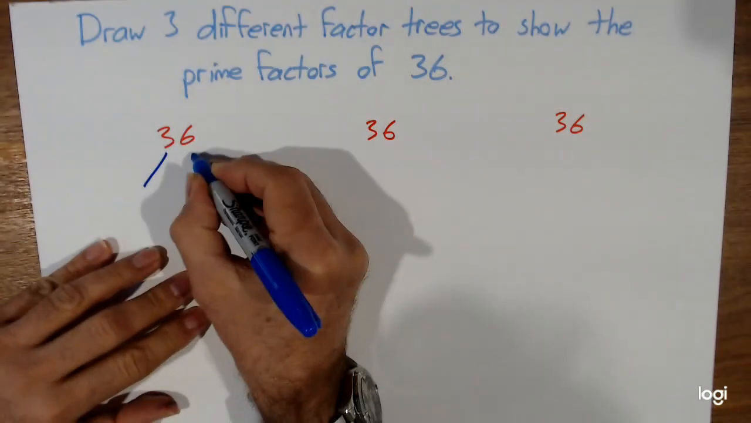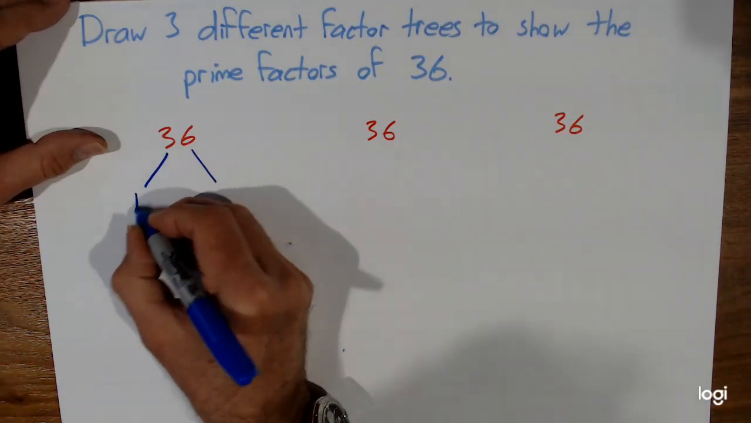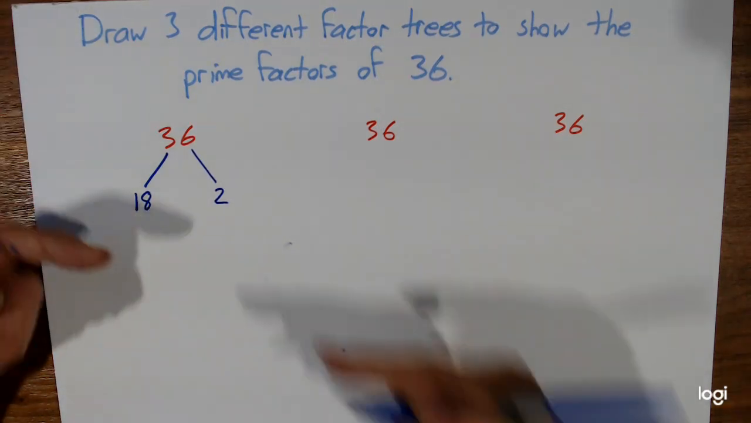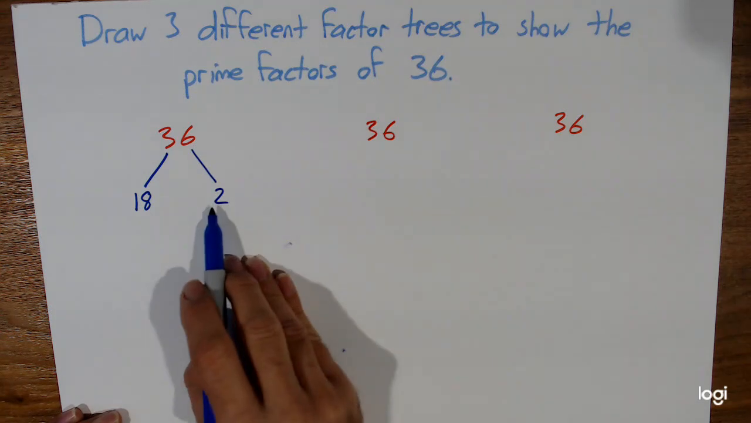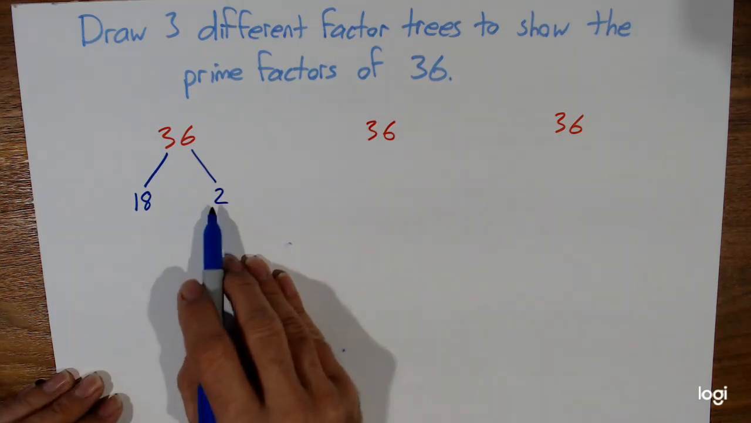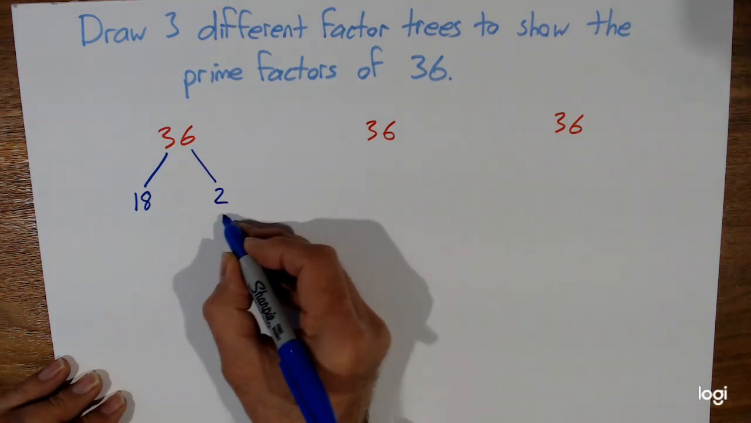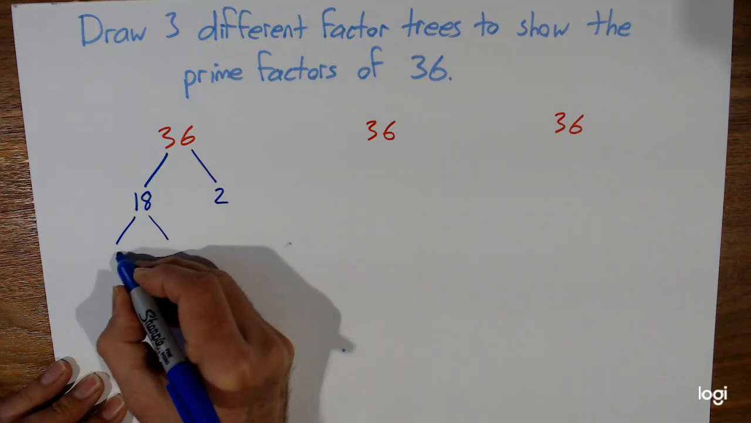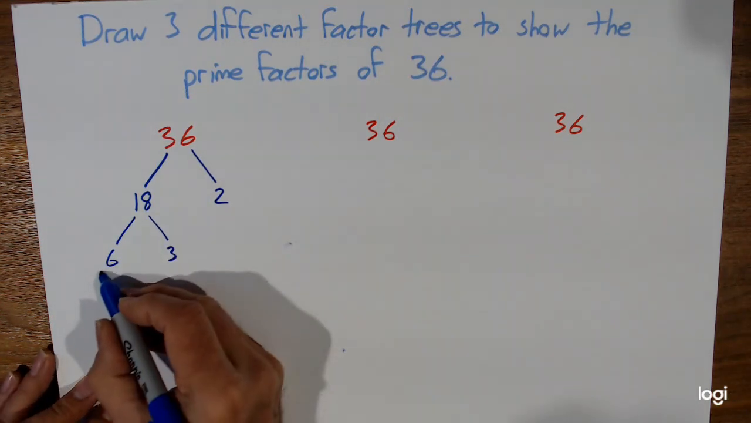2 times 18 is 36. I'm going to put the 18 over there. Doesn't matter where you put it, as long as they're together. And at every line, these 2 numbers should multiply to 36. 2 is a prime number. That's the end of that line. 18 is 6 times 3, and 6 is 2 times 3.